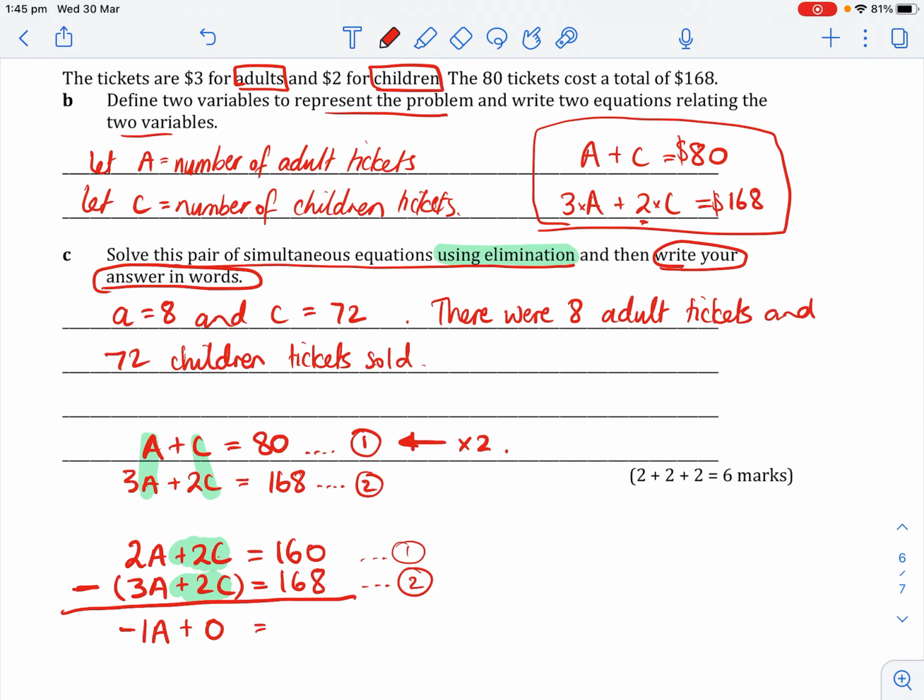160 minus 168 is just minus 8. Oh, come on, brain. Minus 8. There we go. Got there eventually. And I don't need to put a plus A in here. So I end up with this equation that minus 1A is equal to minus 8.